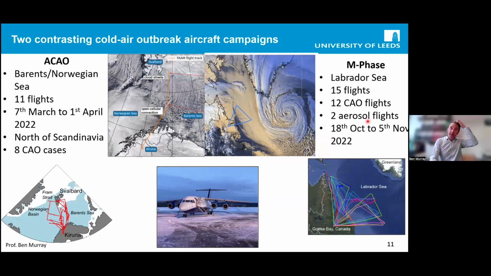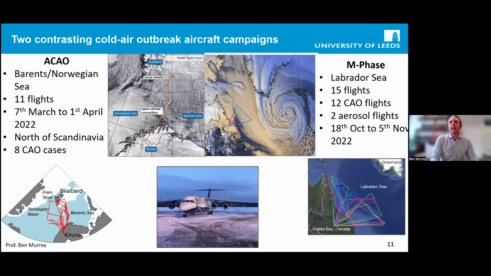So the two campaigns we did, one was called ACAO, and that was done mainly in March, flying from Kiruna, flying north up towards Svalbard, sometimes refueling in Svalbard and then sampling these cold air outbreak cloud systems that form in the sea north of Scandinavia. We managed to get 11 flights in total, but 8 cold air outbreak cases.